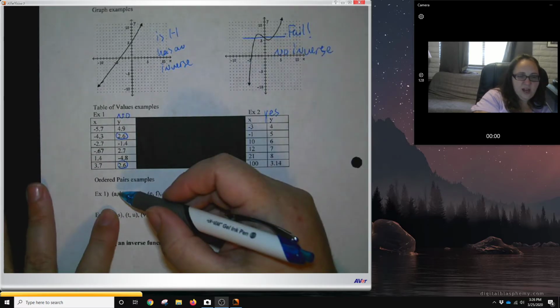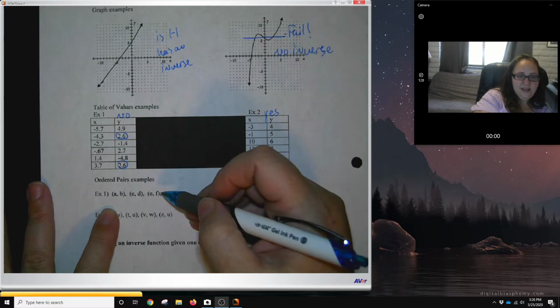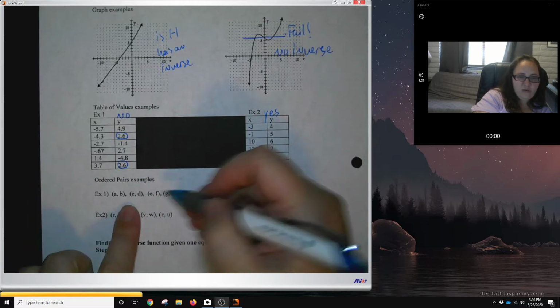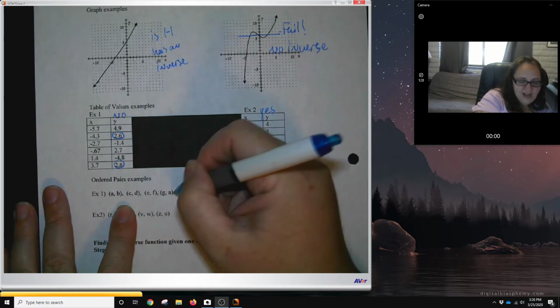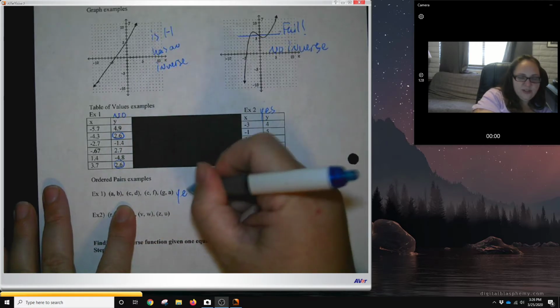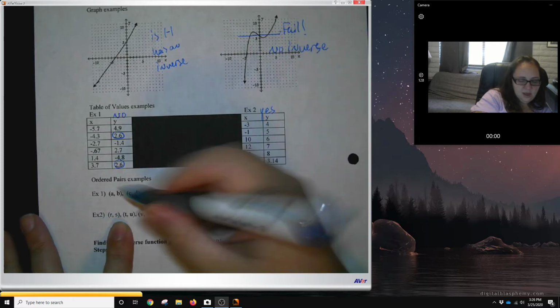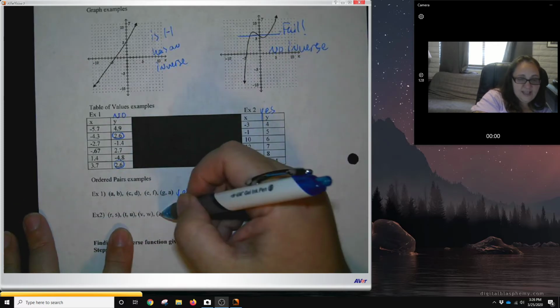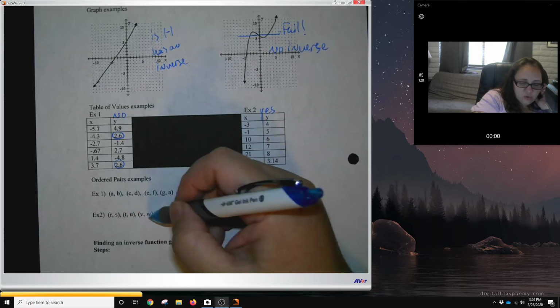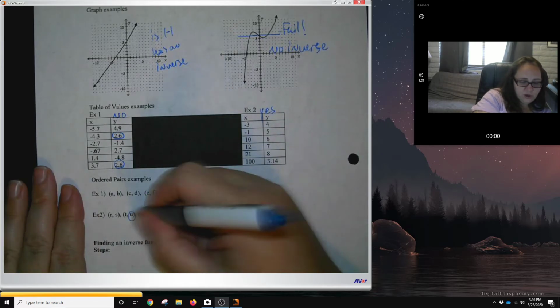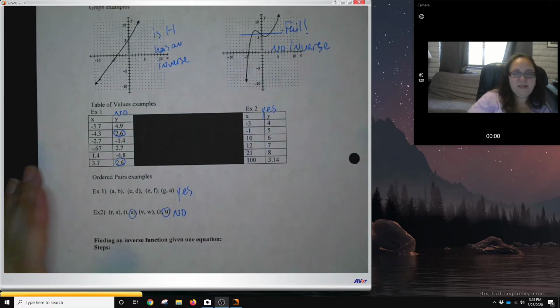For this one, A, C, E, and G are all unique, so it is a function. B, D, F, and A are all unique, so it does have an inverse. R, T, V, Z all unique, so it is a function. S, U, W, U, though, does not have an inverse.